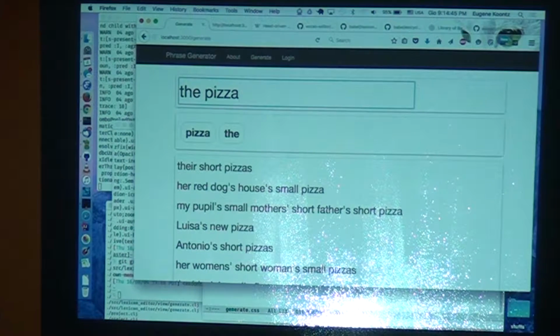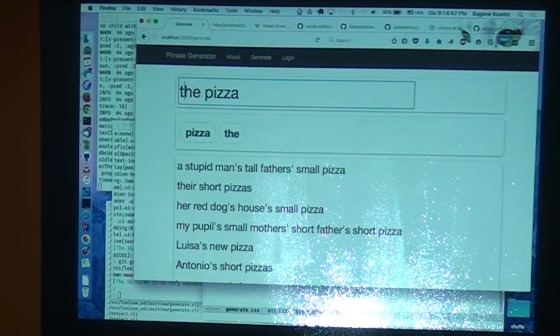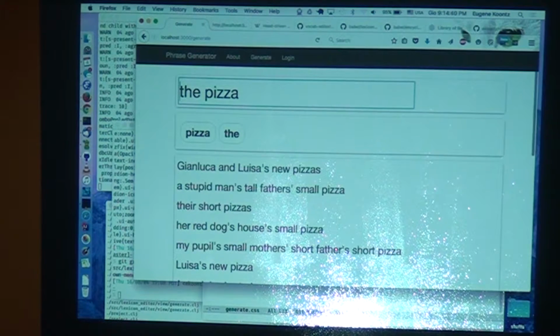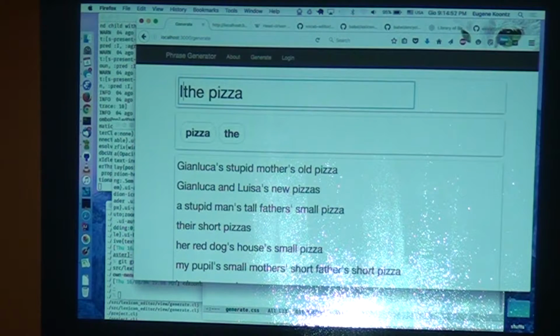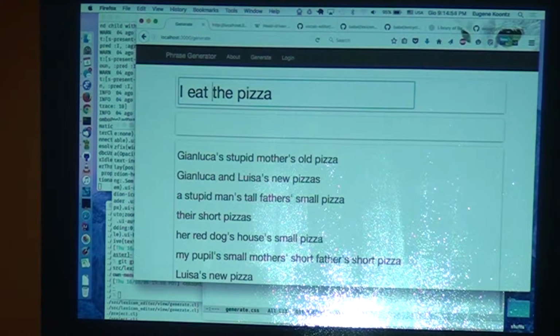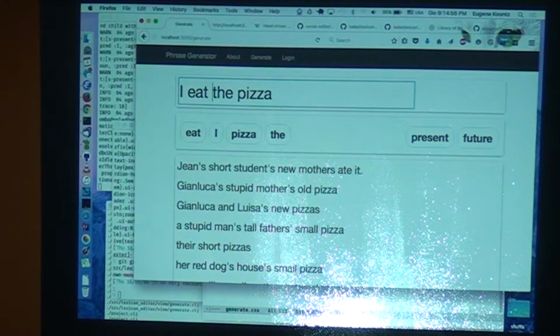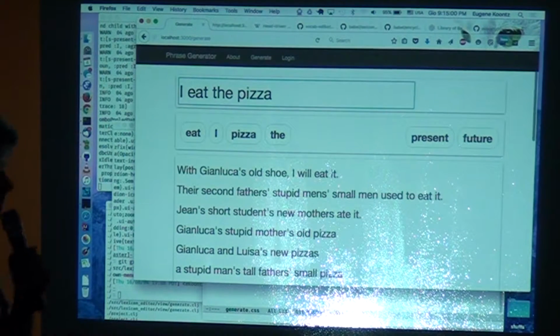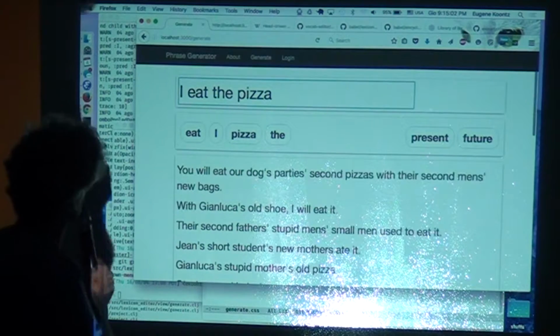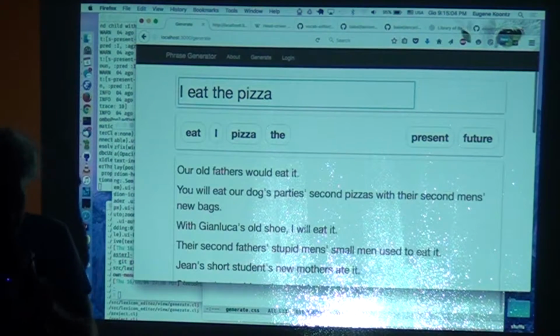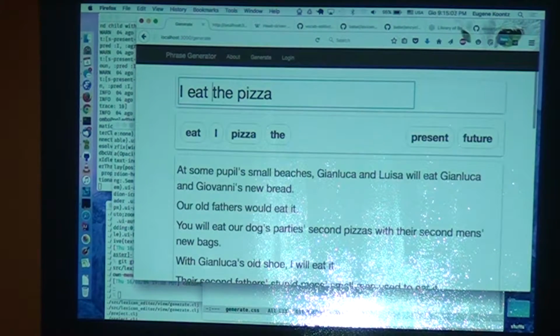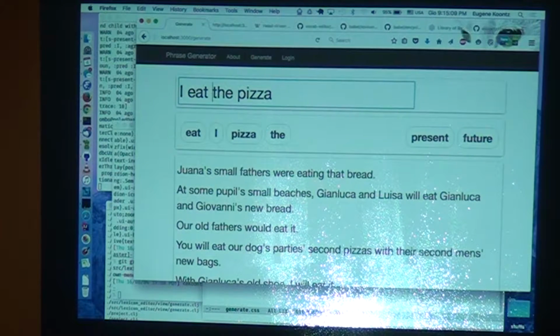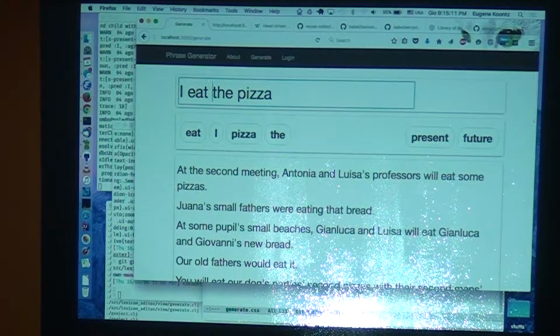So that's just a noun phrase, right? The pizza. But you can also say something like, I eat the pizza, right? So, I eat the pizza. Okay. Now what's going on is that instead of getting pizza, it's treating eat as the thing that it's building on. That's what I've been working on lately.